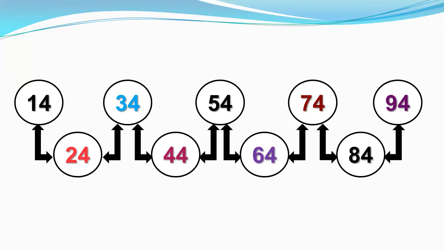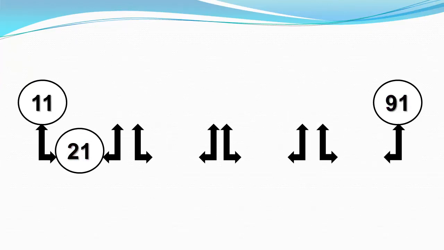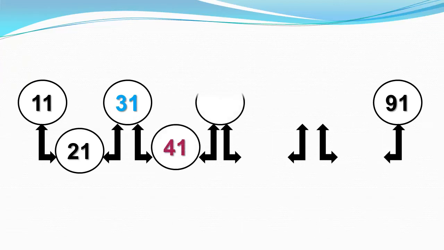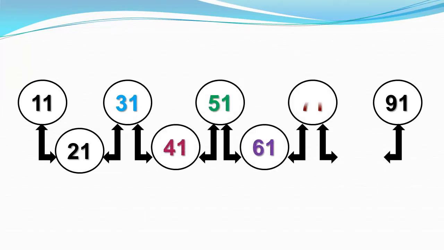Now here in this example, the number is 11. When we add tens into 11, the number will come 21. And after 21, the number will come 31. And then 41, 51, 61, 71, 81, and then 91. It's so simple and easy.